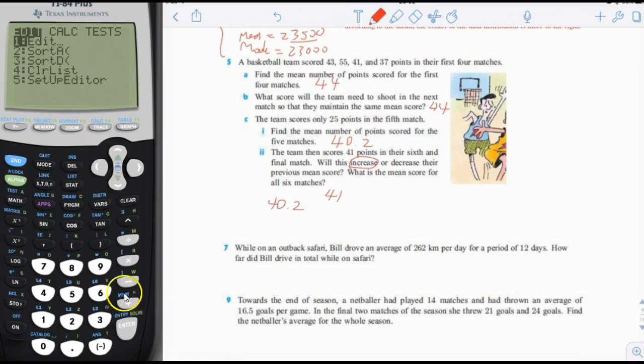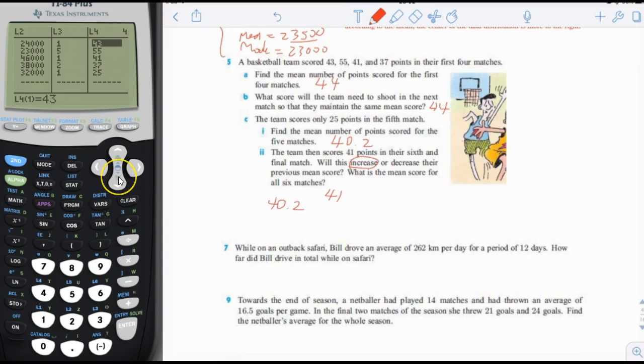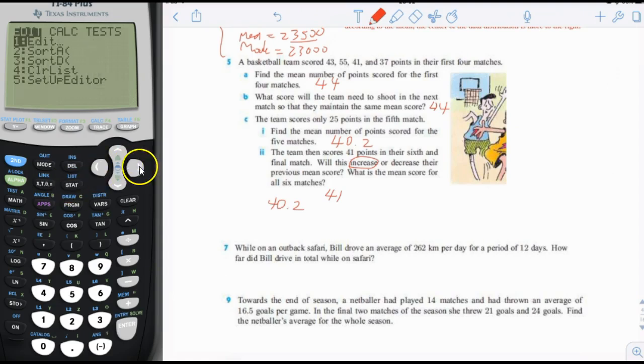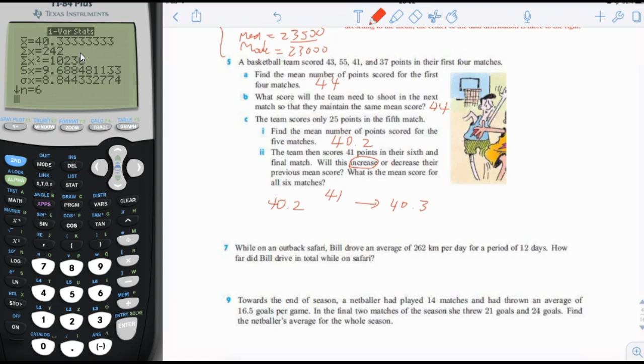And what is the mean score for all 6 matches? So we'll go ahead and go into stat edit again, and now we're going to add 41, which is the total points in the 6th game, and then we'll do stat calc 1-Var Stats. I encourage you to do this on your own calculator several times to get used to it. So it ends up being 40.333 repeating. Okay, so that is the answer to number 5.